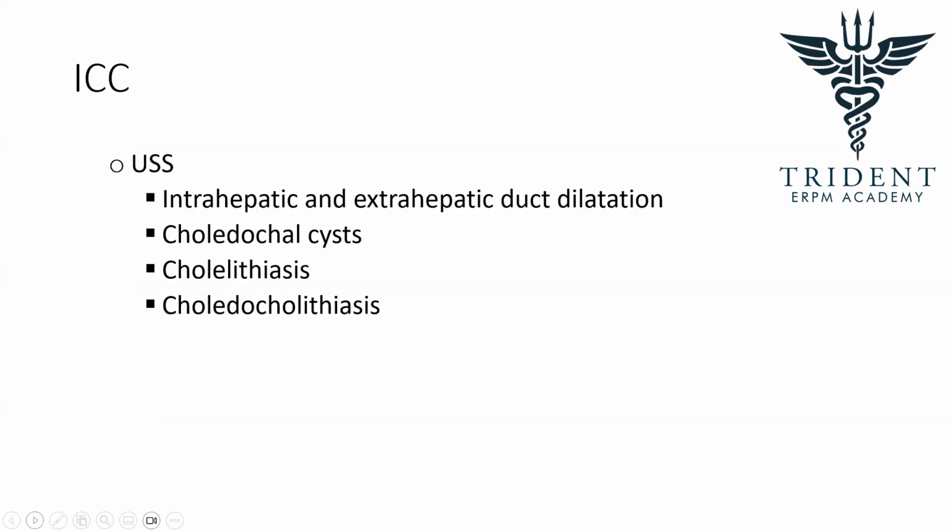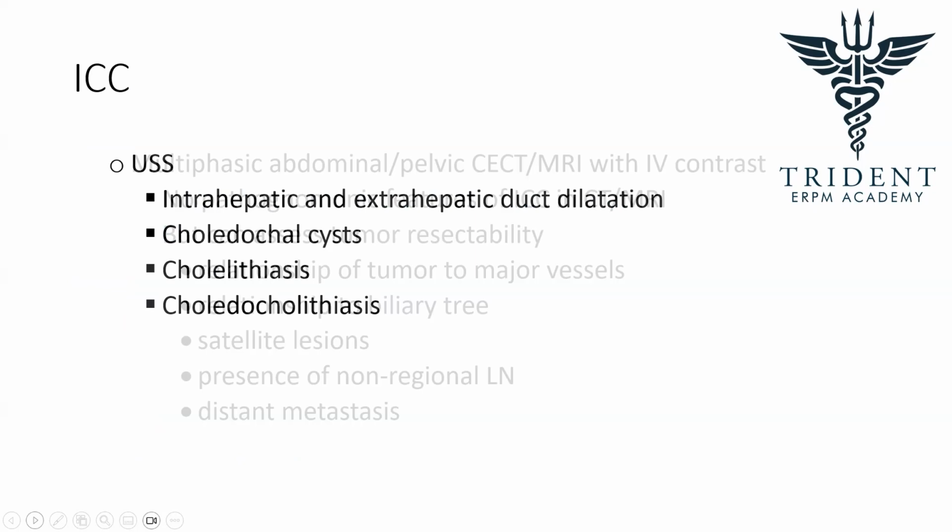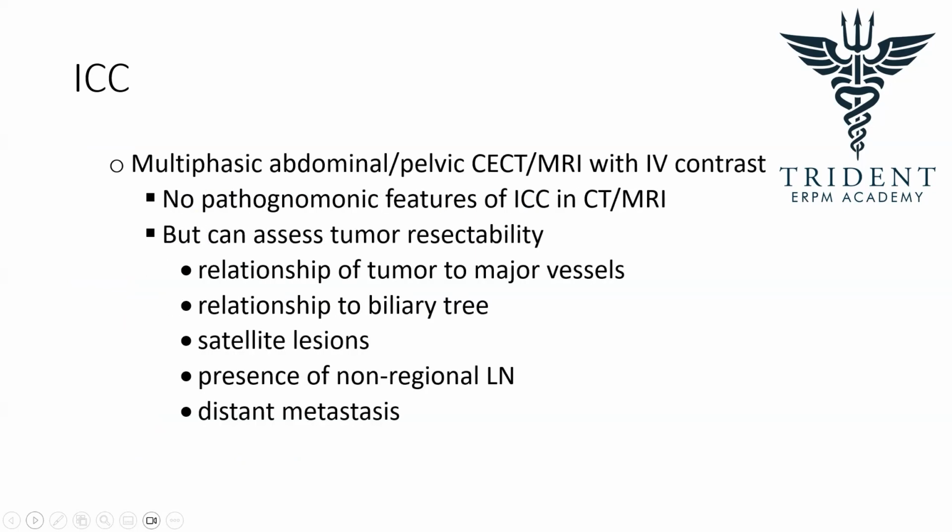When we do an ultrasound scan, what we want to see is the intrahepatic and extrahepatic duct dilatation, presence of a choledochal cyst, cholelithiasis, and choledocholithiasis. With multiphasic abdominal pelvic CT or MRI with contrast, there are no pathognomonic features of intrahepatic cholangiocarcinoma, but by doing that, we can assess the resectability, the relationship of the tumor to major vessels or biliary tree, satellite lesions if present, and presence of non-regional lymph nodes or distant metastasis.